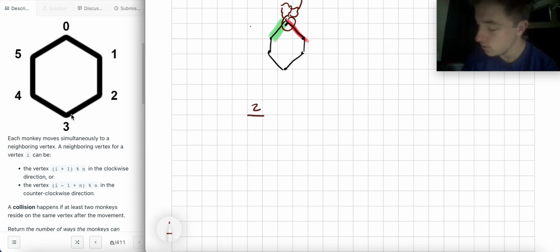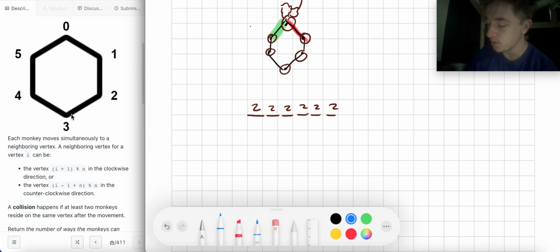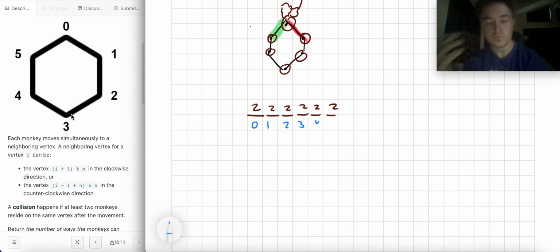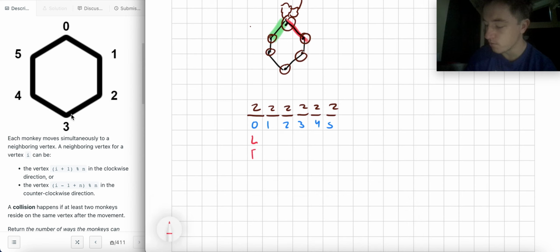This monkey can go 2 to the left, 2 to the right. This monkey can go 2 to the left, 2 to the right. And so on for each monkey. So if you wanted to think about the total number of things that could happen, at each of these positions there are 2 things that could happen. If this was the 0 monkey, the first monkey, the second, the third, the fourth, and the fifth monkey, this monkey could go left, this one right, left, right, left, right, and so on. These are all the options the monkeys can take. Hence, there are 2 things that could happen.